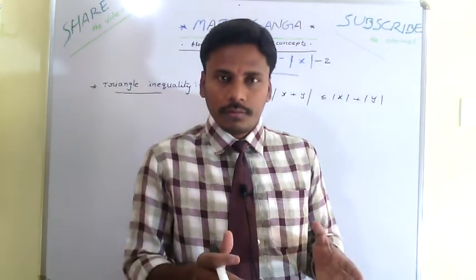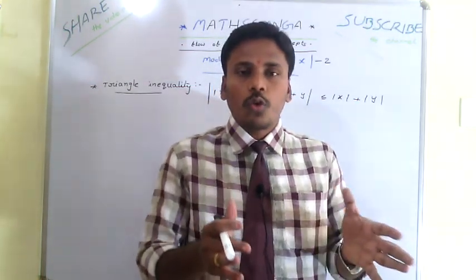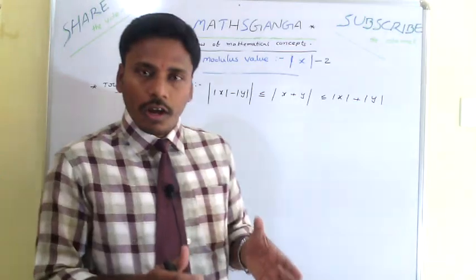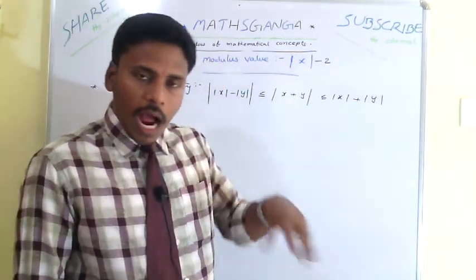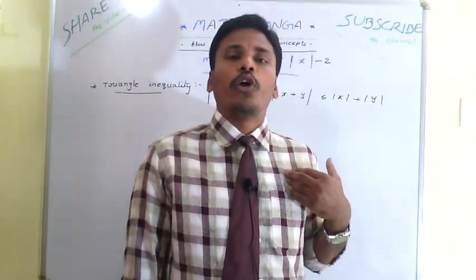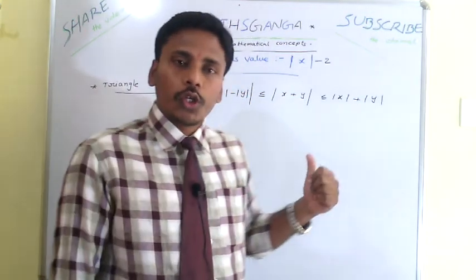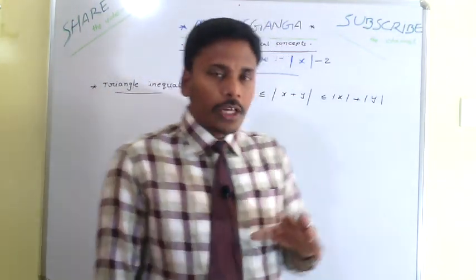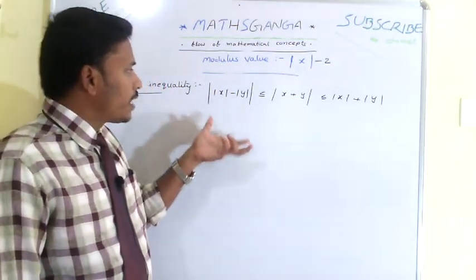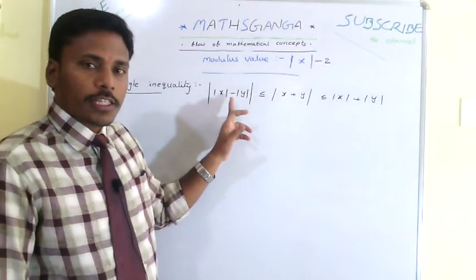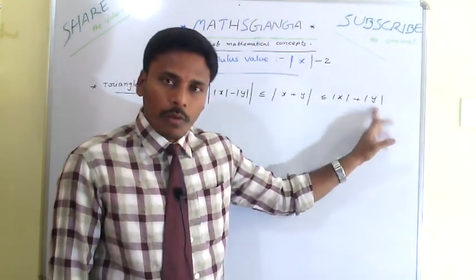If you are confident about the modulus function, then it gives us more ease to solve those types of problems. To get that confidence, let us follow the proof for the triangle inequality, and in the coming videos, I am going to deal with different problems which are very simple to solve using this triangle inequality. Here, we are going to prove the triangle inequality of the modulus function, which is mentioned as: modulus of (mod x minus mod y) is less than or equal to mod (x plus y), which is less than or equal to mod x plus mod y.